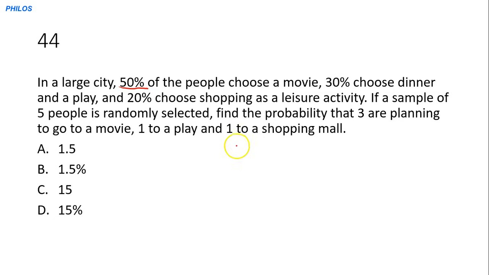Now, the multinomial formula says that the probability of x1 up to the last x should be equal to n factorial divided by x1 factorial times x2 factorial times x3 factorial up to the last x factorial, times probability 1 exponent x1 times probability 2 exponent x2 up to the last probability exponent the last x.